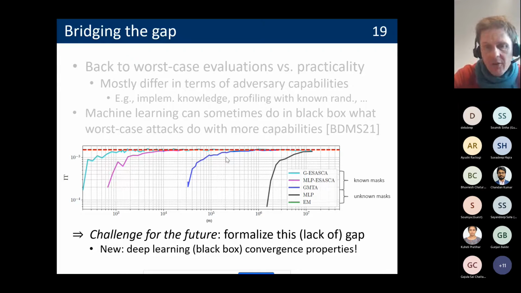What would be extremely interesting is to formalize this gap or this lack of gap between worst case security evaluations and practical security evaluations, to know a little bit more what one says about the other and so on. And I would say deep learning, in particular deep learning applied in a black box context with good convergence properties, would be the natural tool for that, and seems very, very promising.